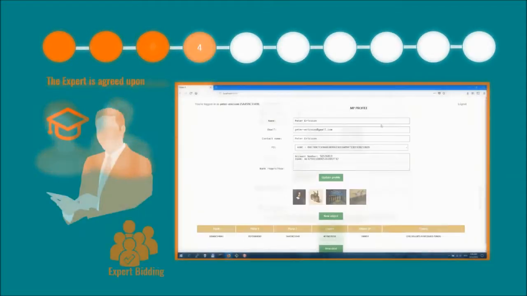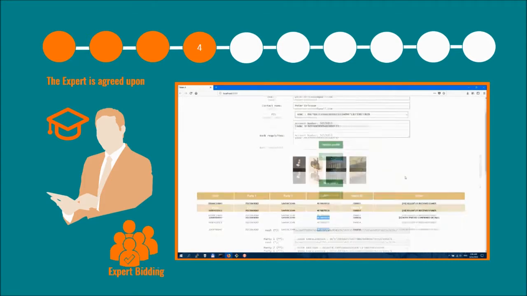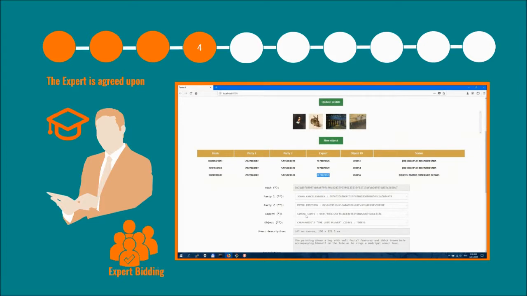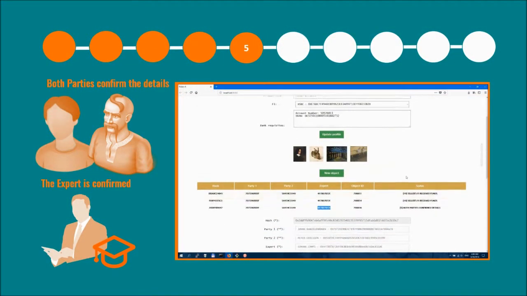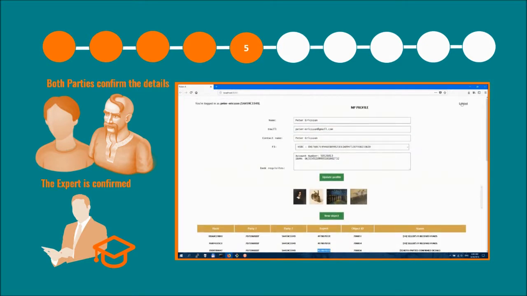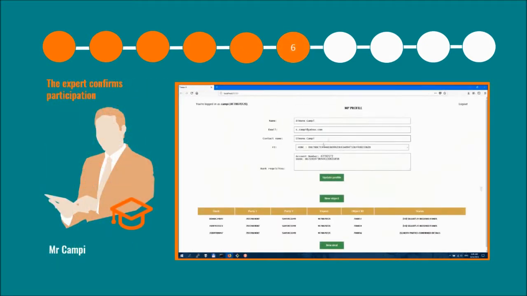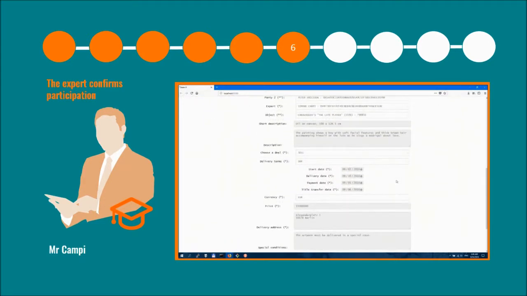At the fourth step, the parties decide on the expert. This agreement is very important for both parties to avoid further arguments. The expert could be chosen through our featured expert bidding platform, which is not demonstrated here. The expert only gets involved after both parties confirmed they agreed on the expert. He or she decides whether or not to participate, just like on a freelancers platform. The chosen expert, Mr. Campi, agreed to participate and to grant his opinion on the object.